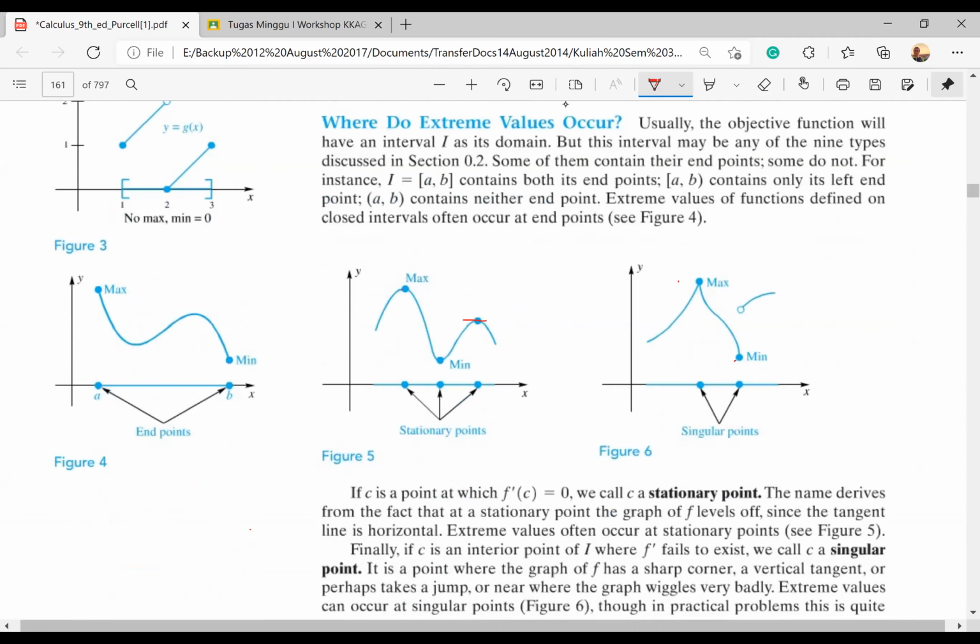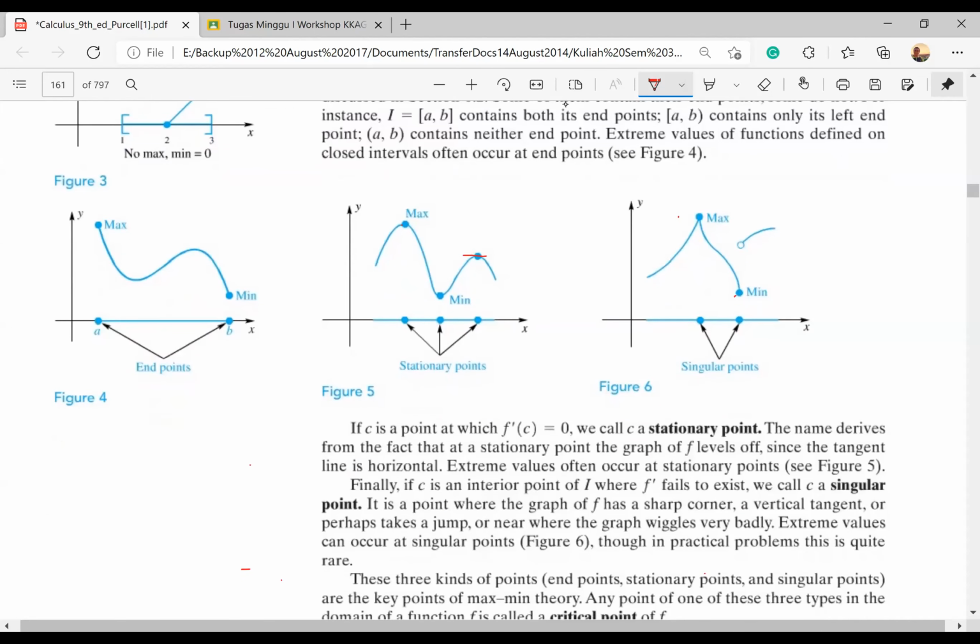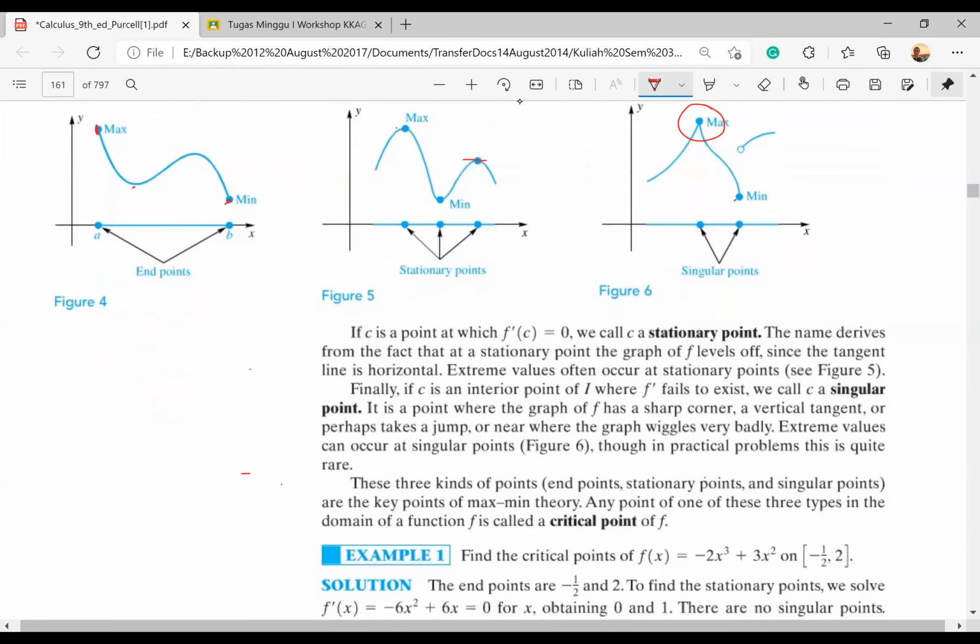Okay, and when the extreme occurs, so this is max, max, min, max. But here the max is at the left end, min is at the right end. Here the max is somewhere in the middle, but min also here. And max can also be attained in this kind of fashion here in a corner, so the hard bend of the graph. Okay, so all right, let's start from here. It's called stationary.